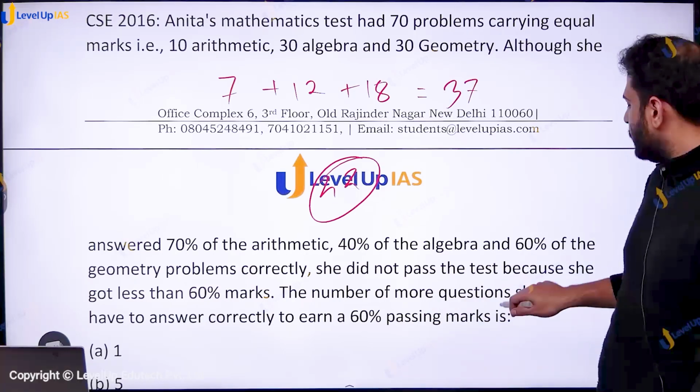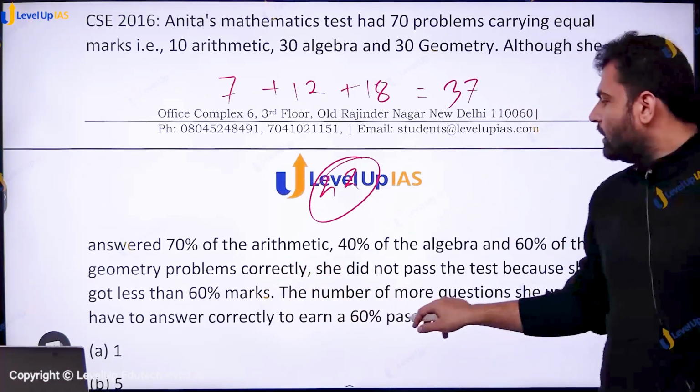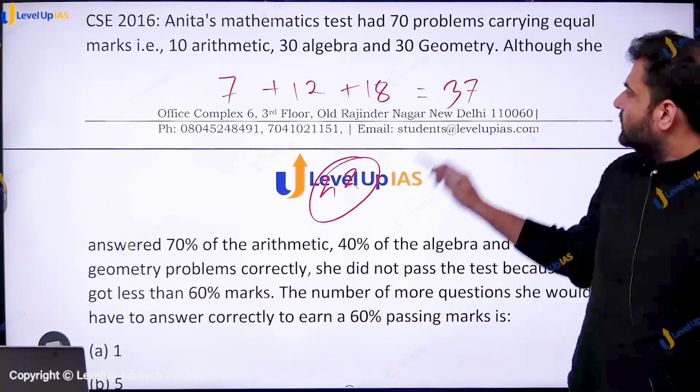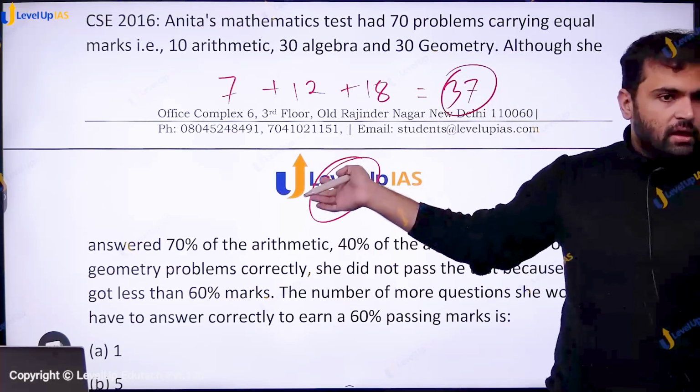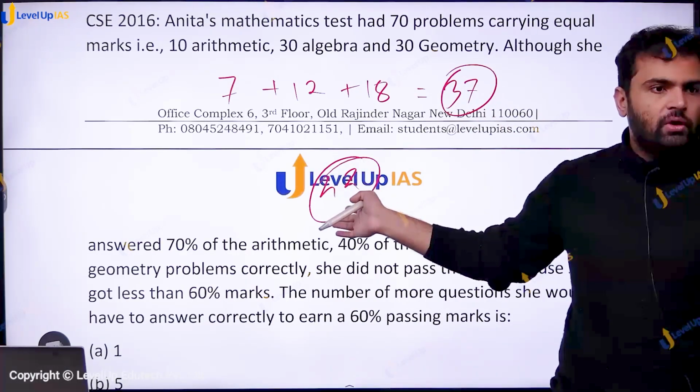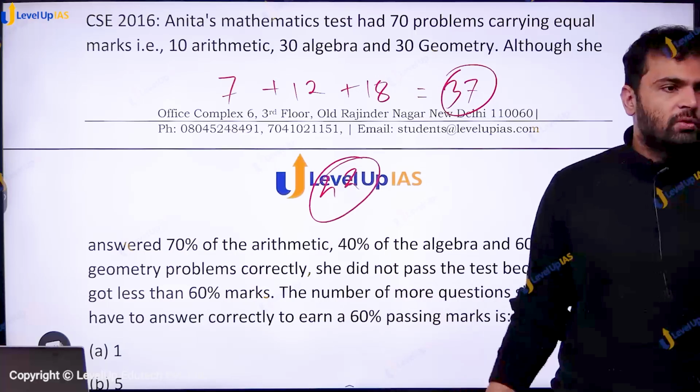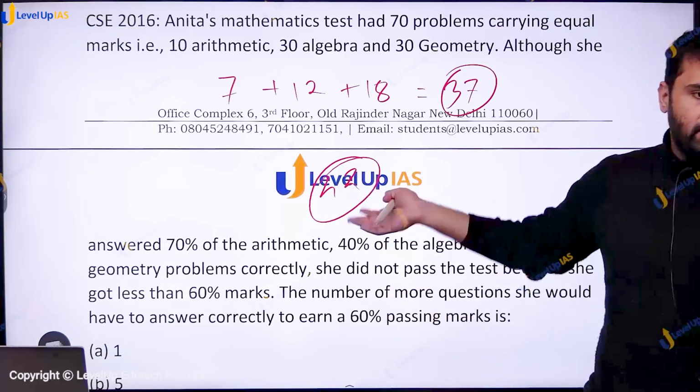The number of more questions she would have to answer correctly to earn 60% passing marks. She correctly attempted 37. Correct attempt should have been 42 for 60% passing. 5 more questions she should have attempted correctly. 42 minus 37.